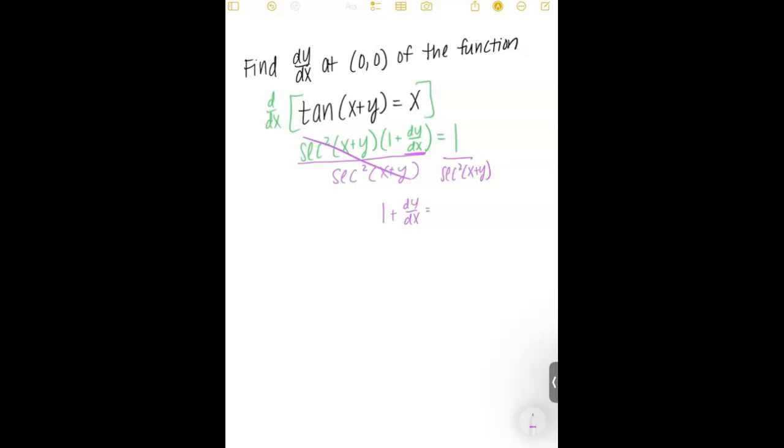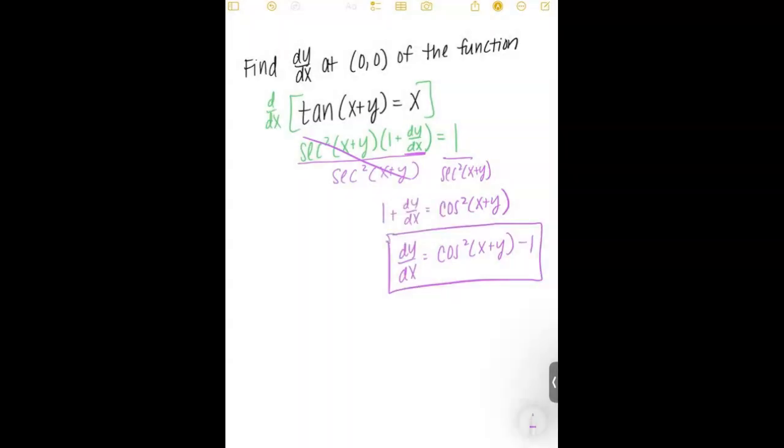Remember, secant is the inverse of cosine. So if we're in the inverse of the inverse, this is actually the same as cosine squared of x plus y. And if we want dy/dx, we just have to subtract 1 over here.